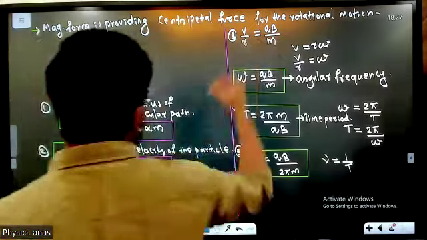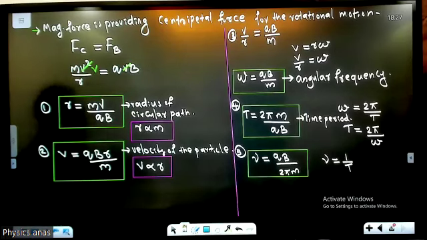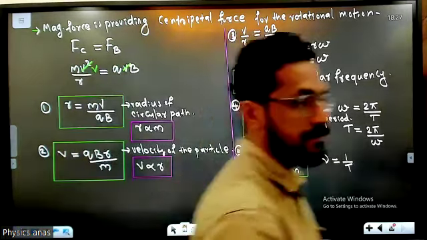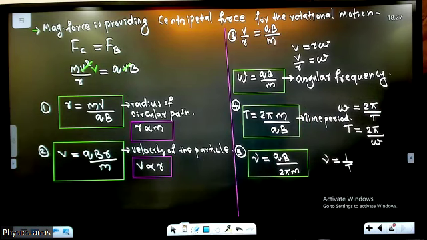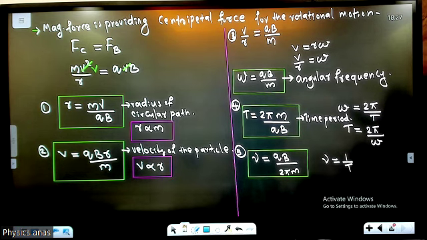After that, the third equation. You can bring this R to the other side. Then v by R is equal to qB by m. v is equal to R omega, so v by R is equal to omega. You can substitute for v by R: omega is equal to qB by m.